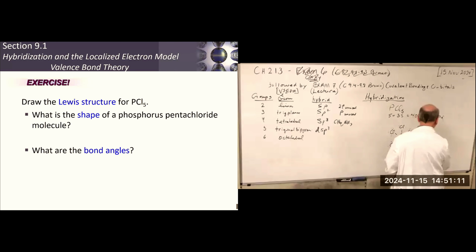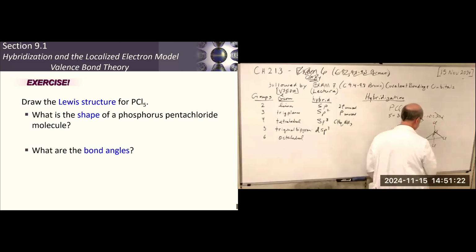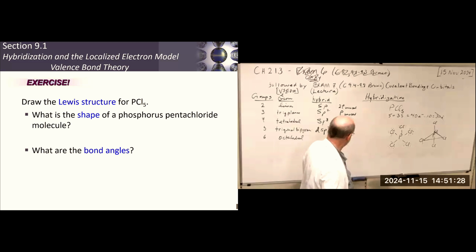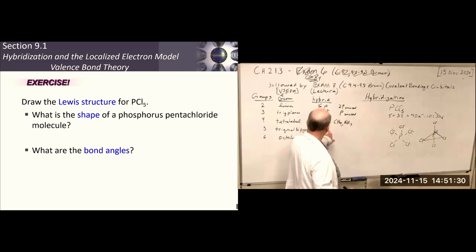Okay, so it's going to look something like this, right? It's going to have a phosphorus in the middle. It's going to have a chlorine up here, chlorine down here, and a chlorine at each of these. And that will give you dsp3. Just count them up. 1, 2, 5. 5 groups.